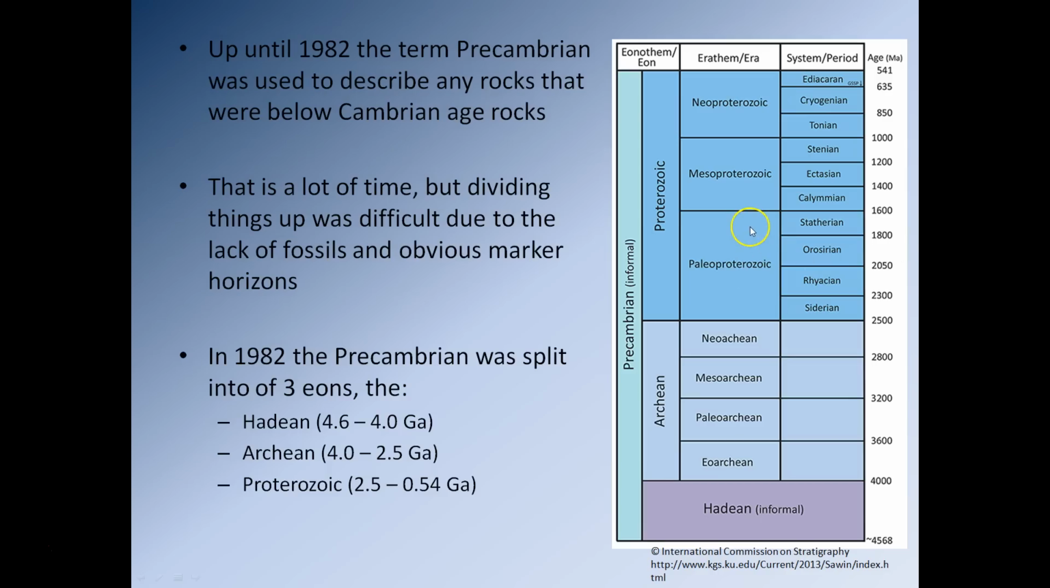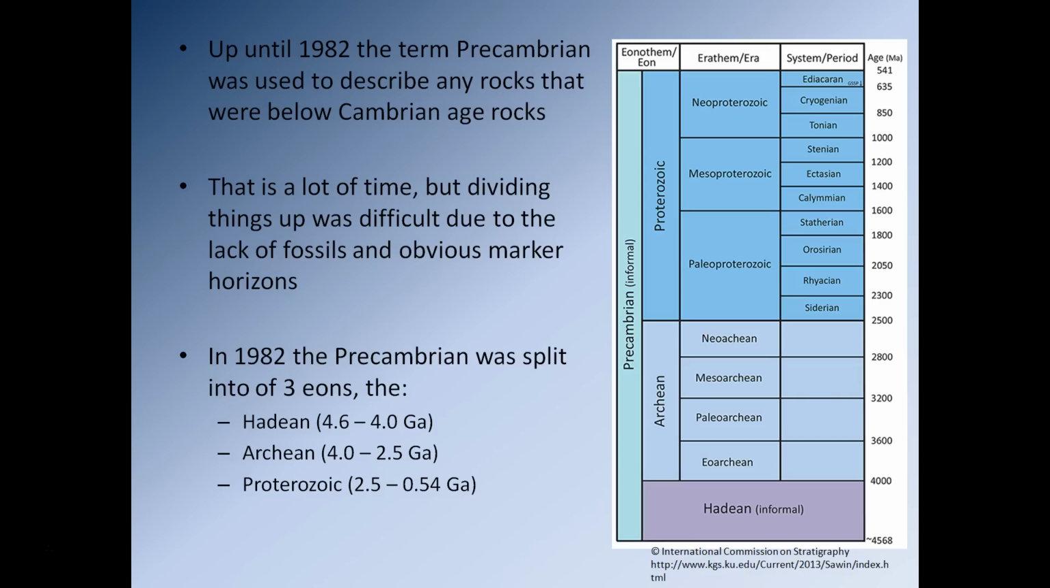So up until 1982, the term Precambrian was used to describe any rock that fell below Cambrian age rocks. Essentially, it was just a bucket term. As soon as you knew the rock was older than the Cambrian, you would say, right, Precambrian, done. So that's a lot of time, obviously, as we were discussing. But the problem is, of course, without fossils, dividing things up was very, very difficult. The other thing that would be helpful is obvious marker horizons, but of course, there weren't those either.